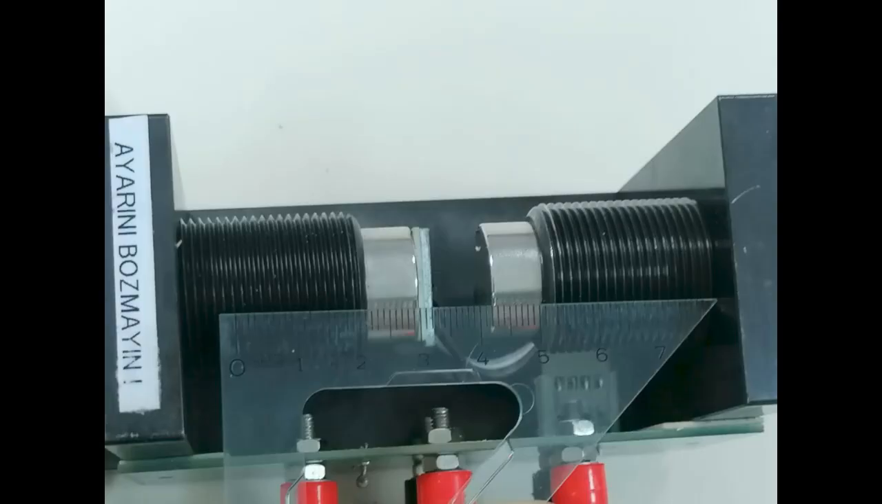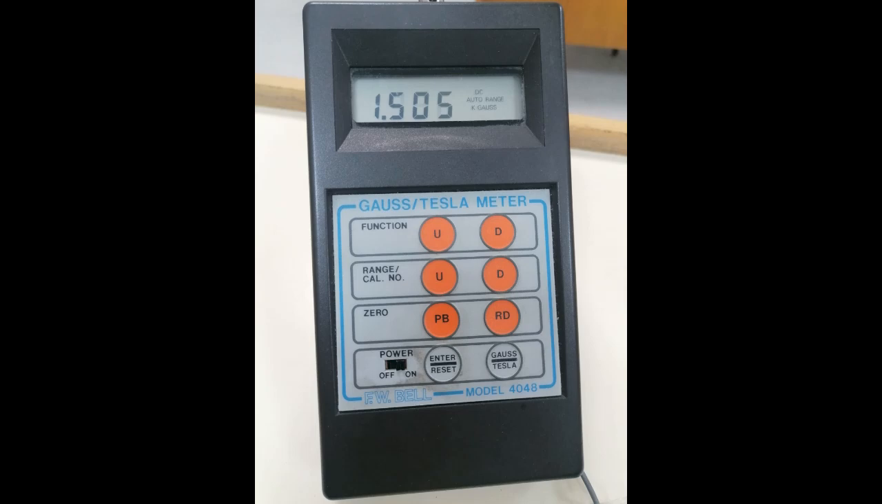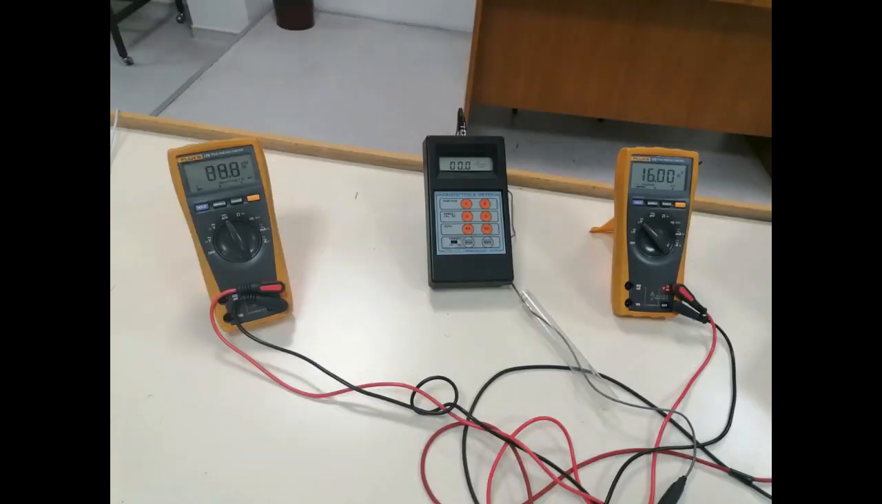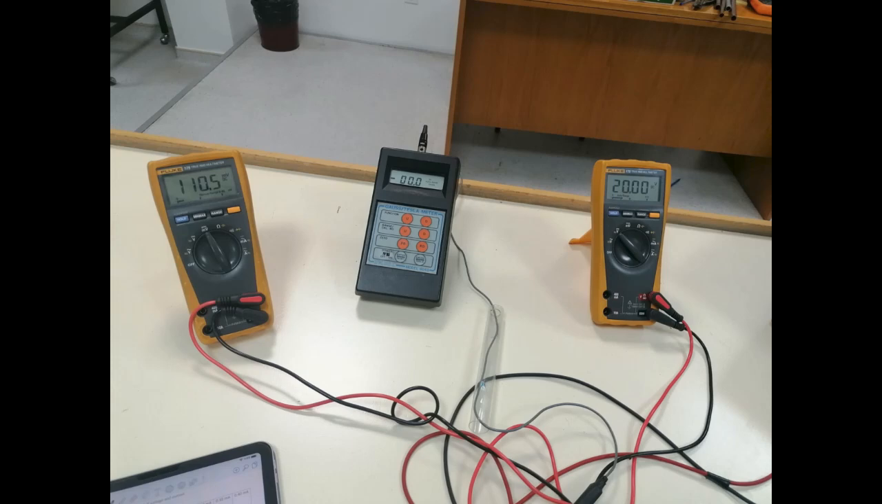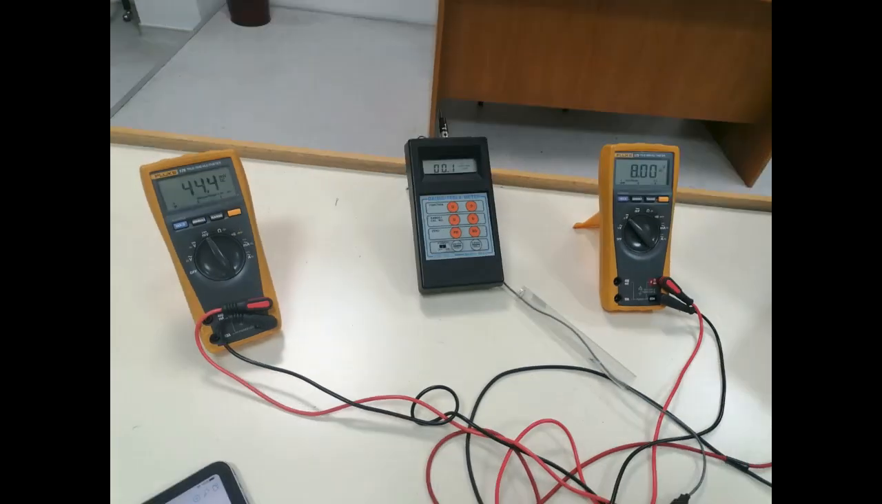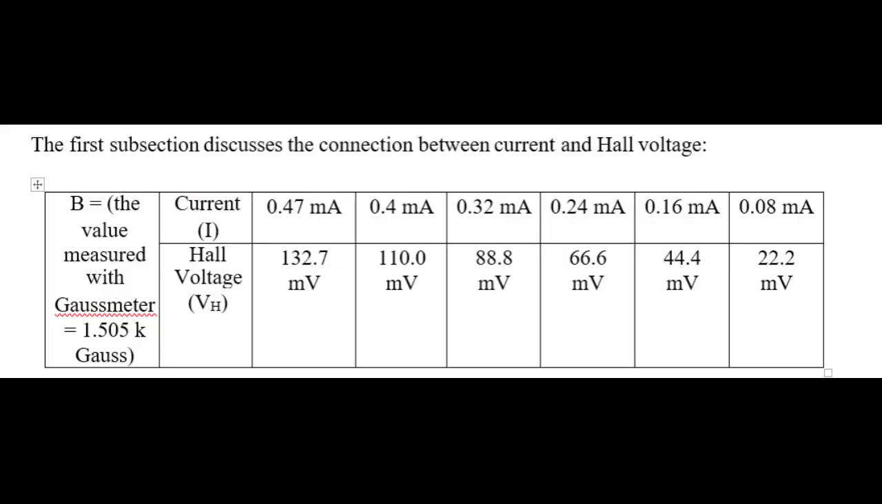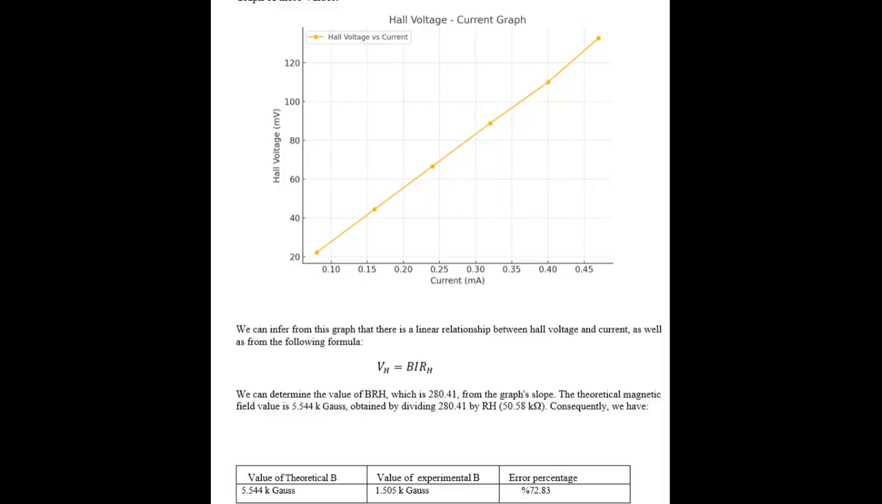For the first part, I set the Hall measurement device to 1.5 cm, and while this was happening, I measured 1.505 kilogauss with the gauge meter, and I used this value. By decreasing the voltage values from 24 volts to 4 volts, in 4 volt intervals, I stated that the resistance of the device was 50.58 kilo ohm and calculated the Hall voltage.